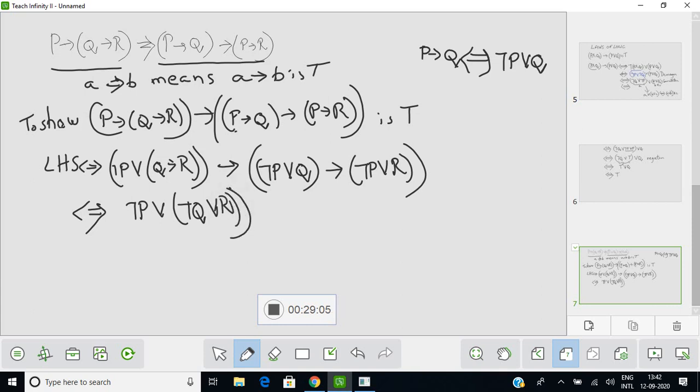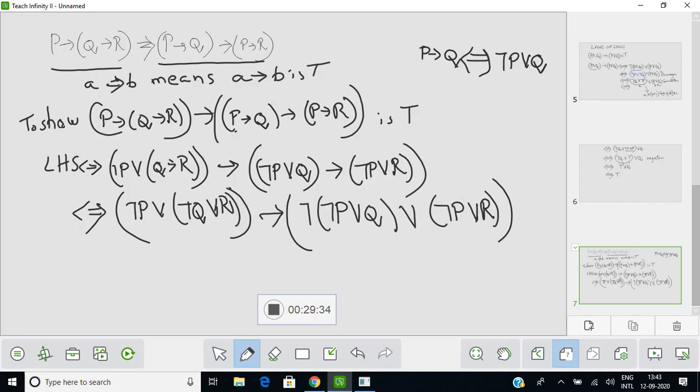So close the bracket. Then I need to use this portion once again. I will have negation of negation P or Q, or negation P or R. Okay, so this is what I am going to have. Now what we should do is take the terms separately and see if we can do any clubbing here, so that we arrive at a much simpler term. So what can I do?